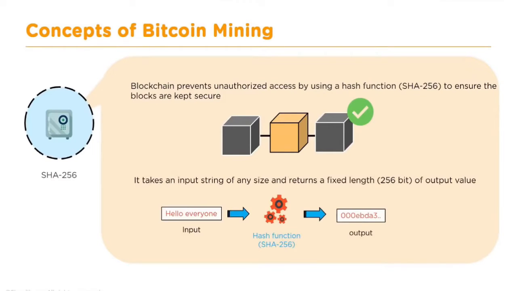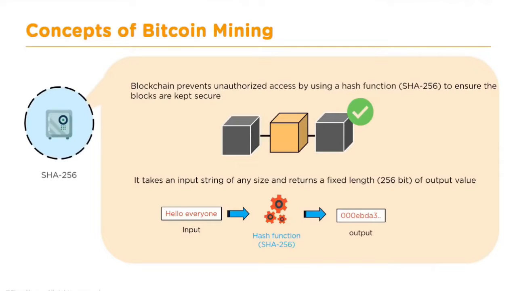Now, SHA-256 takes an input string of any size and returns a fixed-length 256-bit output value, and that is the primary feature of the SHA-256 encryption algorithm. You give any input, it will always give you a 256-bit output, and it is a one-way function.